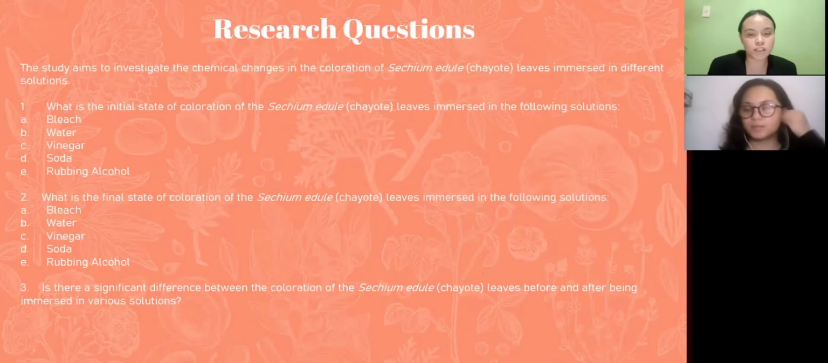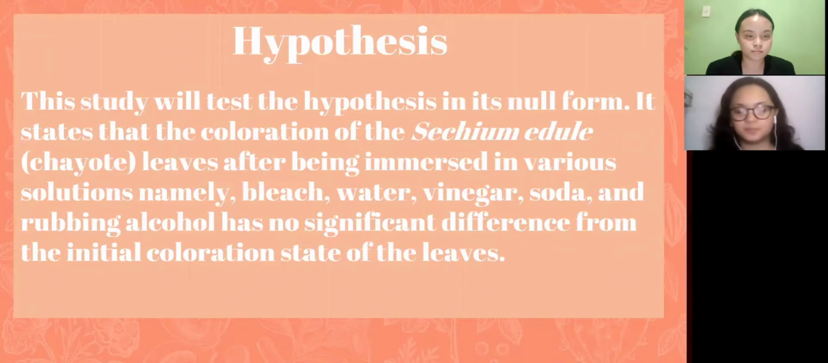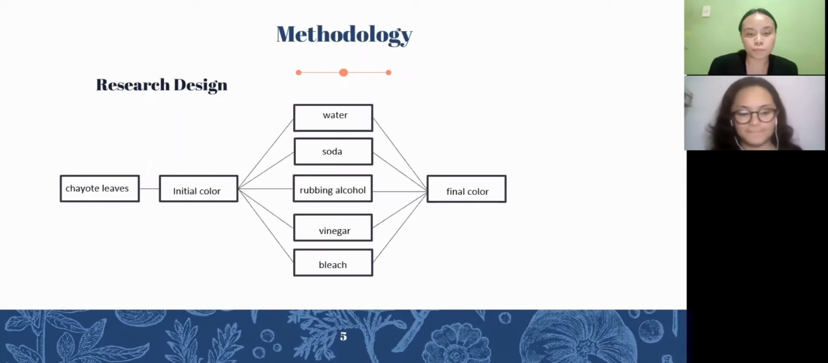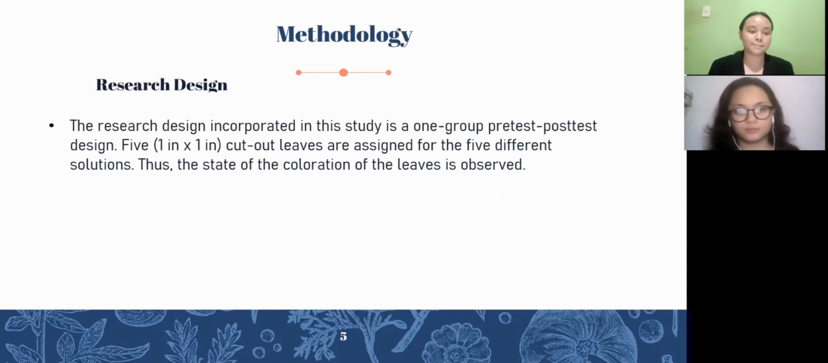Now, this study aims to investigate the chemical changes in the coloration of Sechium edule leaves immersed in different solutions, which can be answered by the following questions presented. The hypothesis in the study is also presented. The research design incorporated in this study is a one-group pretest post-test design wherein 5 cutout leaves are assigned to the 5 different solutions. Thus, the state of the coloration of the leaves is observed.